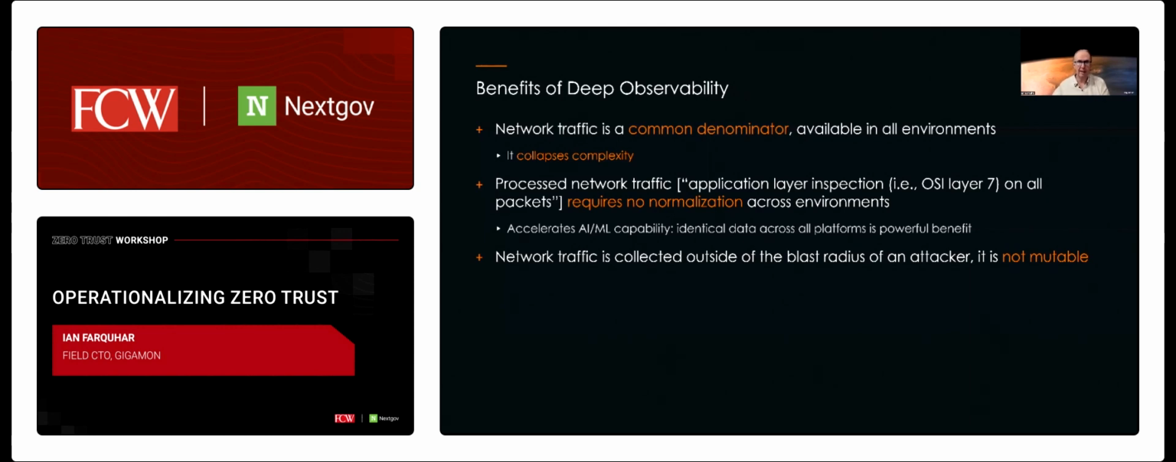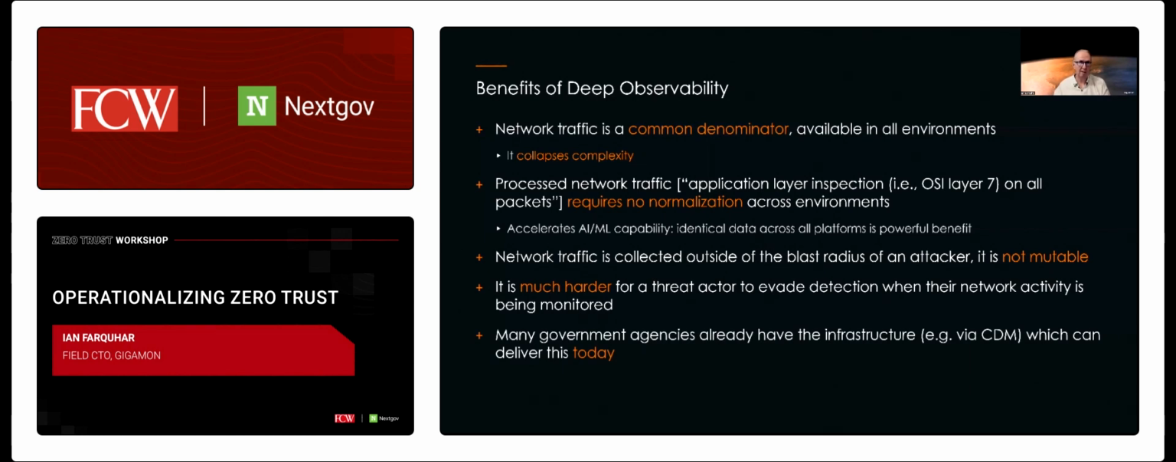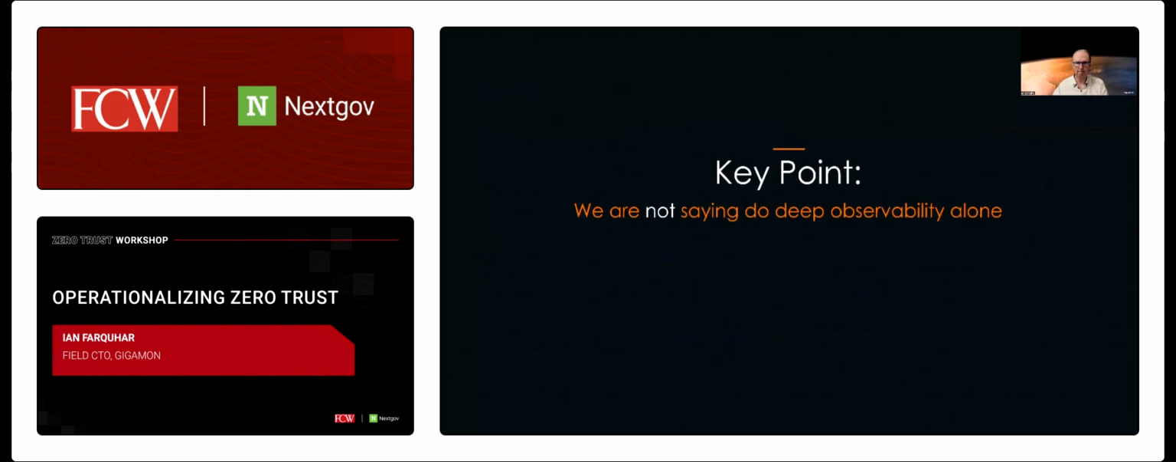Network activity is collected outside of the blast radius of the attacker. It's not mutable. They can't just turn it off. They can't spoof it. It's very, very hard for them to evade detection if they're being monitored from the network. And the equipment that is needed to do this already exists in many agencies. In fact, of the 152 controls on the DoD Zero Trust reference architecture, just under 50% of them would benefit from having access to the network provided by deep observability. This crushes complexity, and complexity is the enemy of security.